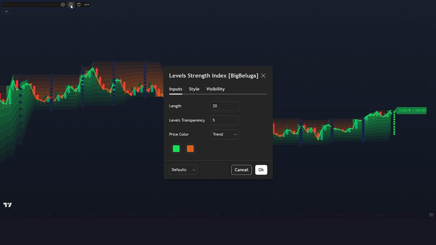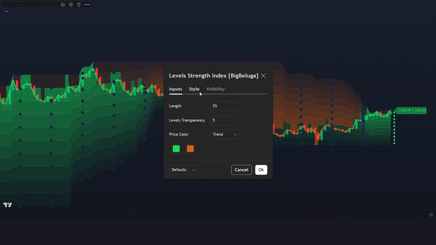Open the settings from here. You'll see a length option. This determines how many candles the indicator uses to calculate the predefined levels. A shorter length, like 10, makes the indicator more sensitive to recent price movements, which is great for scalping. For this strategy, we'll set the length to 55 to focus on longer-term trends.